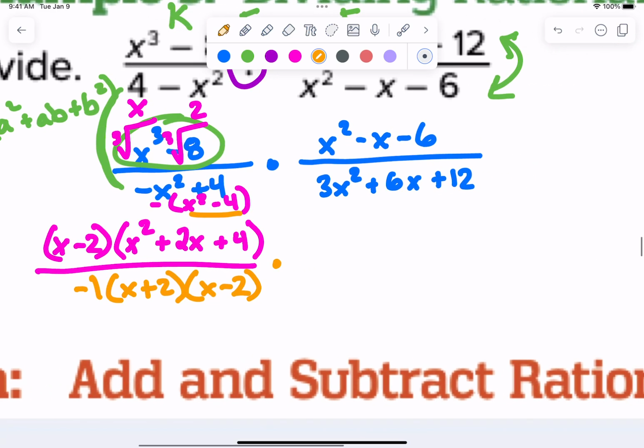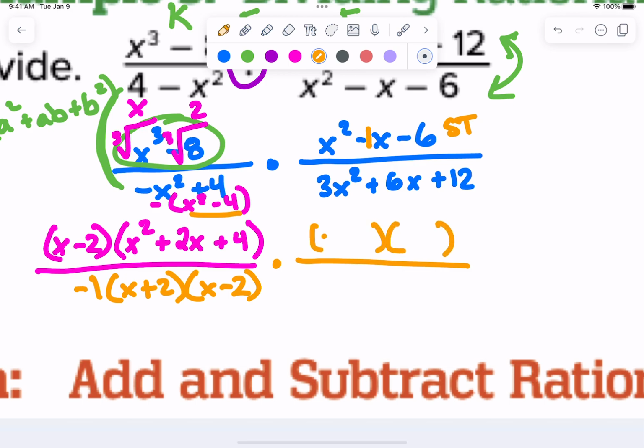All right, this is going to be real fancy. This top part is a simple trinomial. Multiply to get negative 6, add to get negative 1. Negative 3 and 2. x minus 3 and x plus 2. Okay? Now this bottom, 2 and 6.